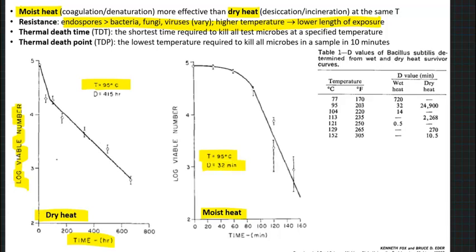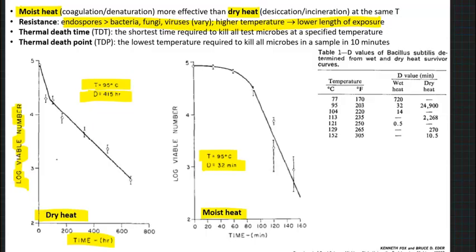32 minutes. Look at the dry heat. 415 hours. Okay, so it's like 800 times more. Okay, does that make sense? So it's a very big difference. Okay, now keep in mind, Bacillus subtilis forms endospores. So vegetative cells were gone pretty quickly. It's endospores that they were frying for, 15 days or something.